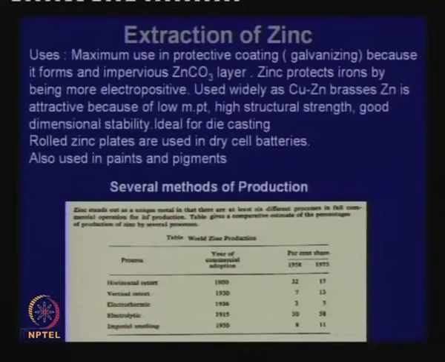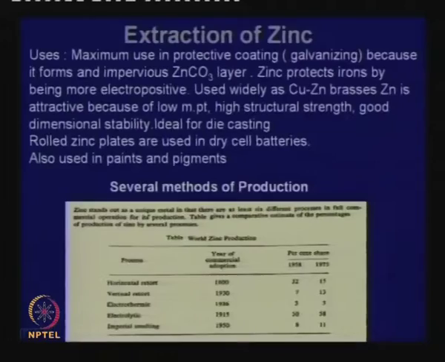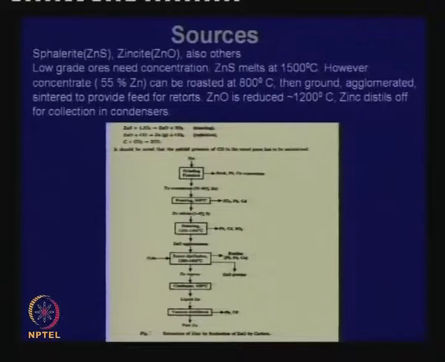Zinc is of particular interest to us because it was produced for the first time in India. The problem in reducing zinc oxide by carbon is that zinc comes out as a vapor. So, we need to have condensers. In India in ancient times, we had the vertical condensers as well as horizontal condensers.